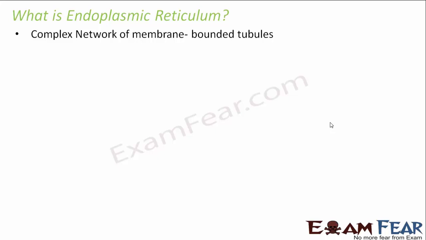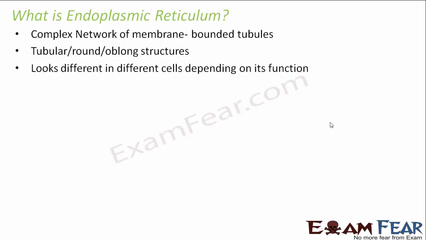I mean, its appearance is somewhat like this. They can be tubular or round or oblong structure, so they do not have a specific shape. Sometimes they are round, sometimes they are also tubular, but they always form a network. And of course, they are membrane bound. They are bounded by an individual membrane of its own. Looks different in different cells depending on its function. As I said, since their shape and size are not very specific, they look different in different cells depending upon what function they have to perform.